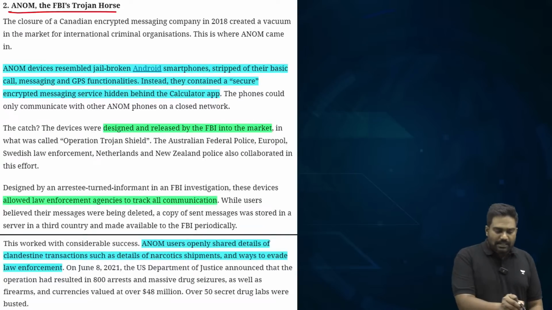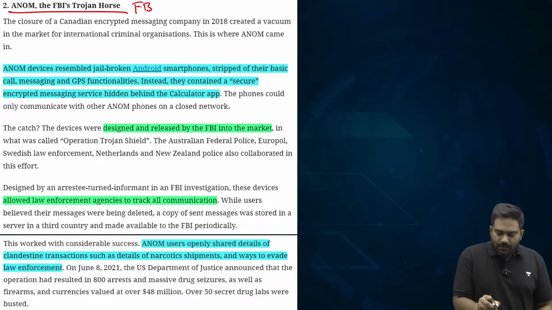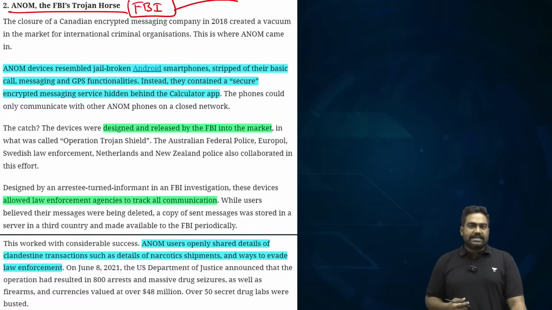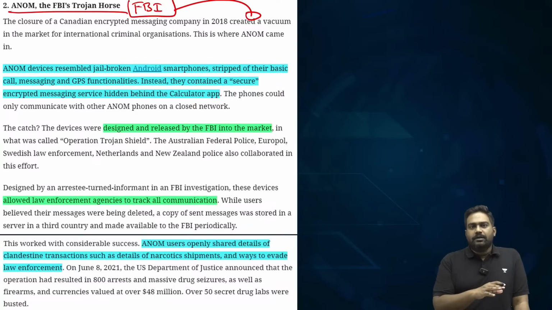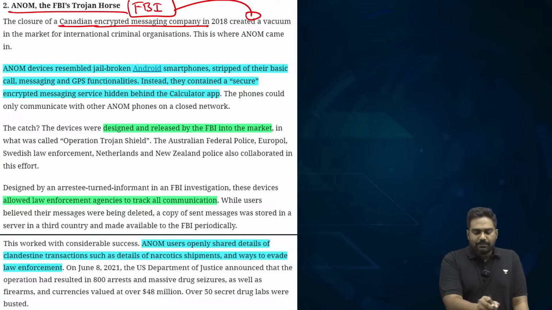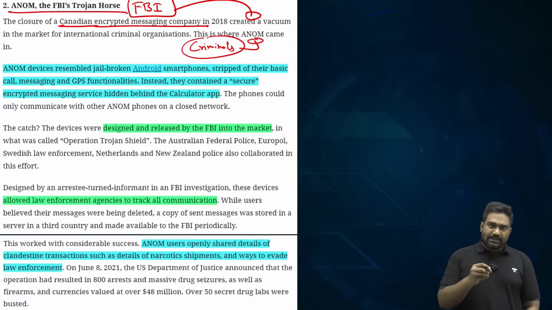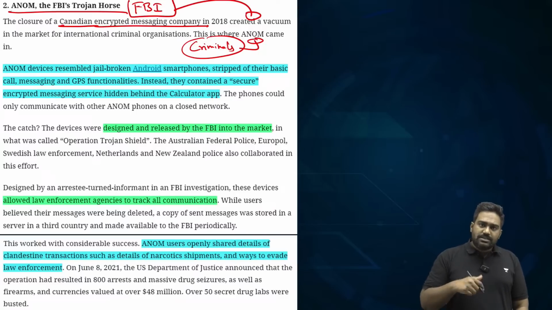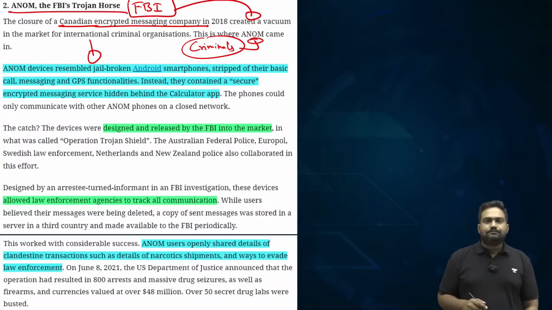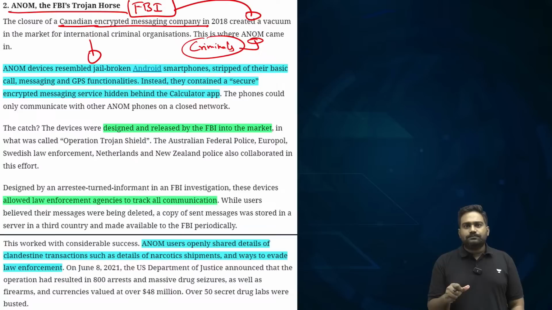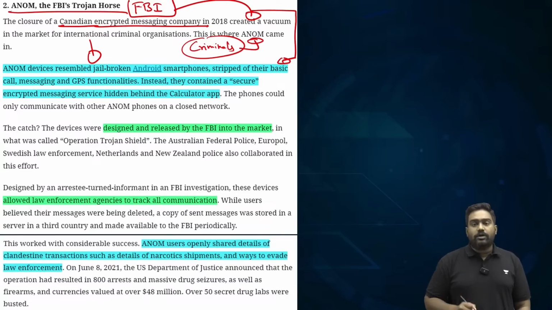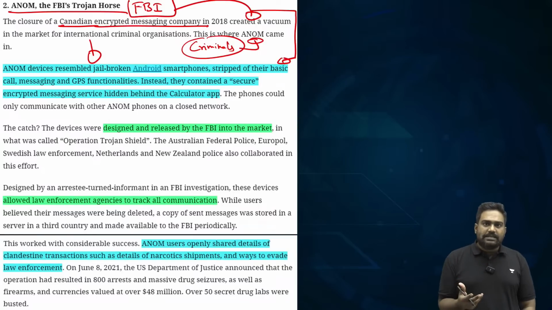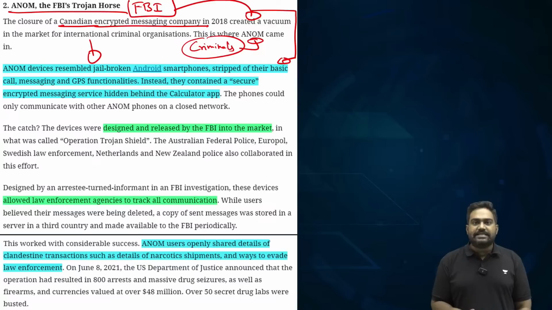We saw something similar by the FBI. The FBI went to the next level. There was a popular encrypted messaging platform based in Canada which had been shut down. So criminals were looking for a new app to communicate. This was back in 2018. You know what the FBI did? They released a smartphone into the market and spread the popularity of this phone within the criminal world, stating that this has the most secure encryption. Criminals didn't know that the phones were developed and released by the FBI itself.